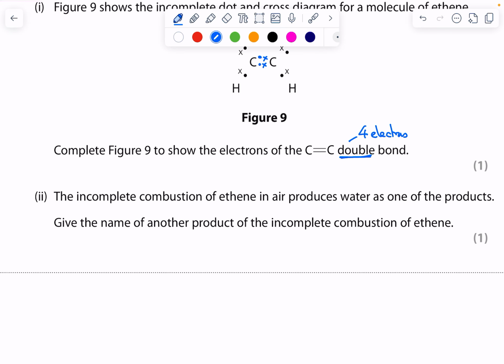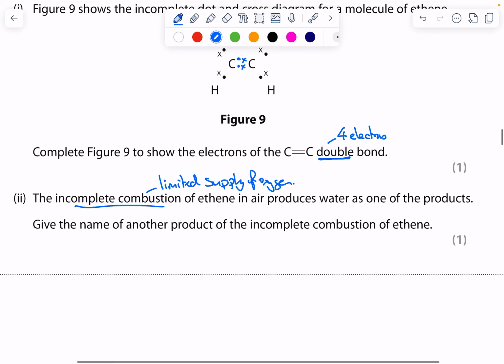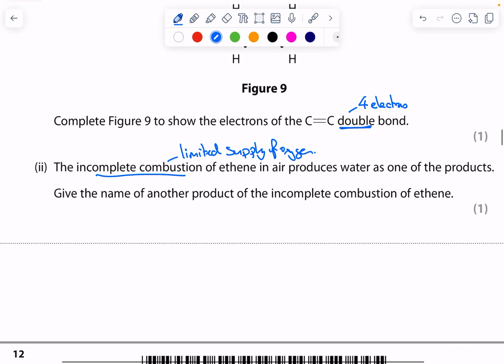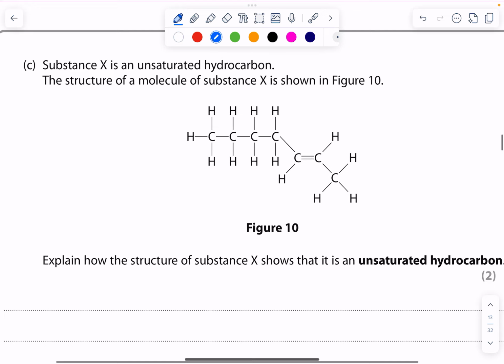Incomplete combustion, if you remember what that means, that is a limited supply of oxygen. Give the name of another product formed. So we're getting carbon monoxide, could be one of them. So we could get carbon monoxide. You could also just say you could get carbon. You have to get one of them for the mark in there.